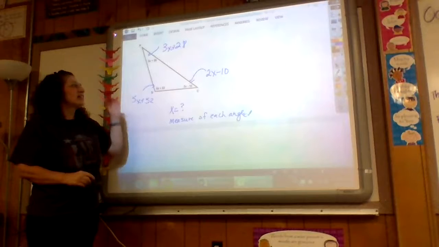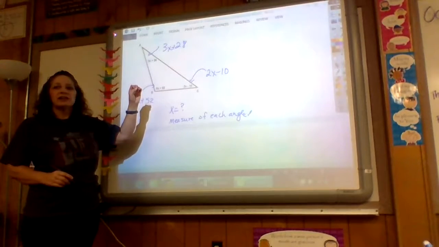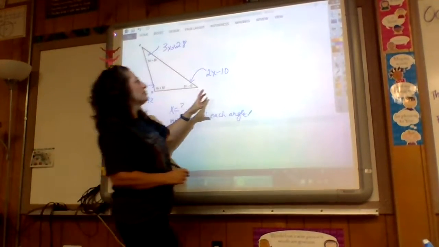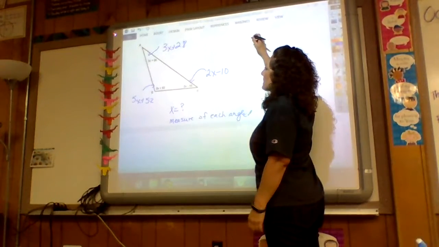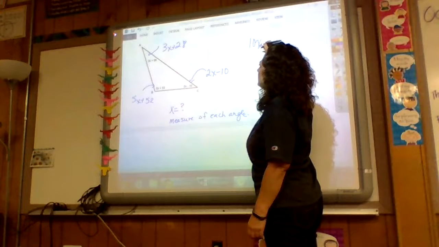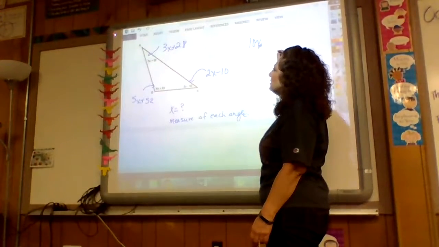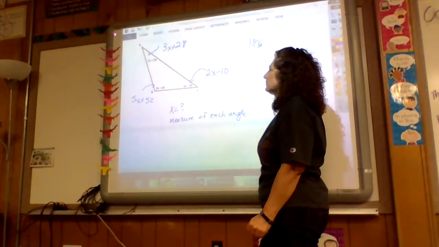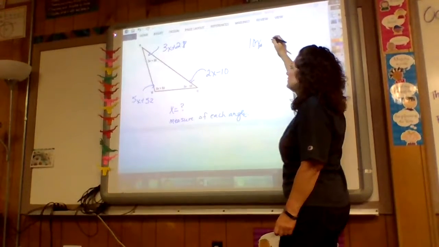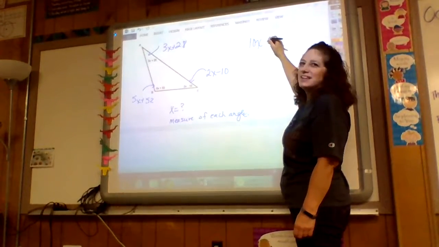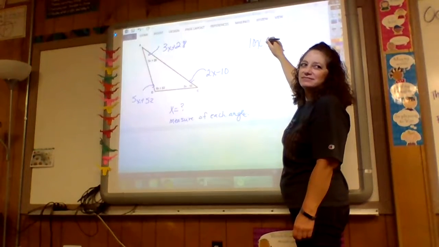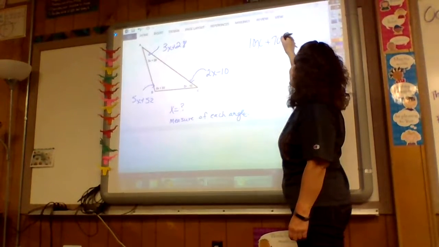So we do have the sum of all of them has to be equal to 180. Let's add them together. Kyle, how many x's total? There's 10x. Holly, what are the numbers total? 70. 52, 28, and negative 10. 70 is correct.